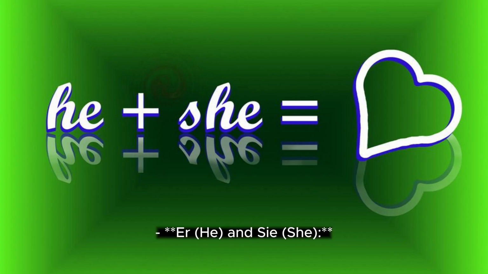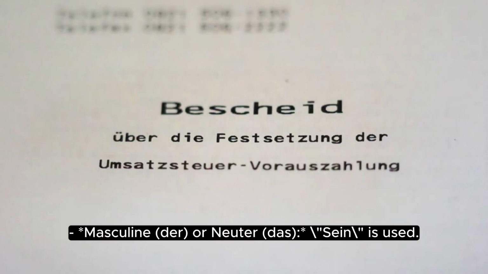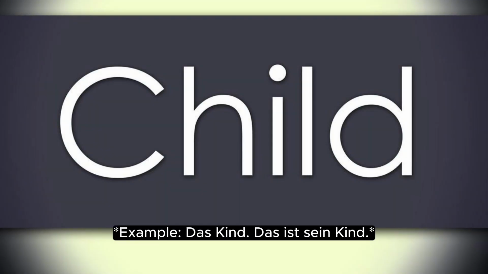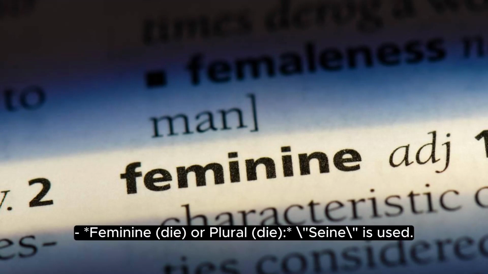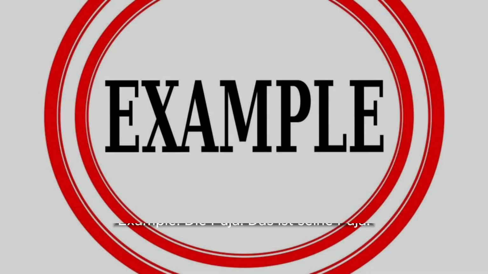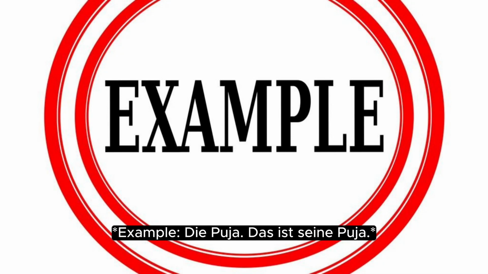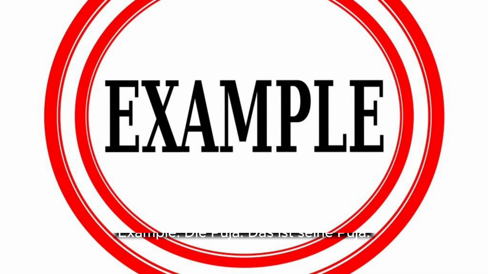Er and sie. Masculine der or neuter das, sein is used. Example: Das Kind. Das ist sein Kind. Feminine die or plural die, seine is used. Example: Die Puja. Das ist seine Puja.